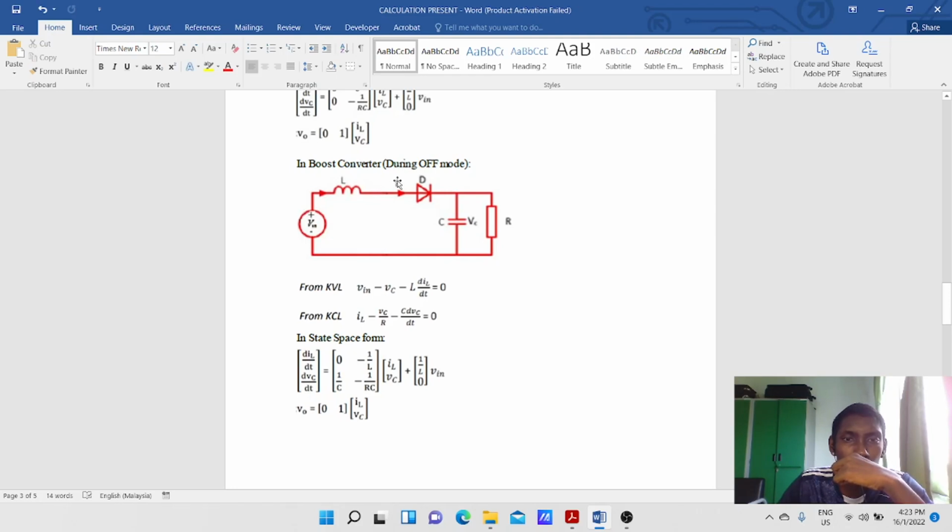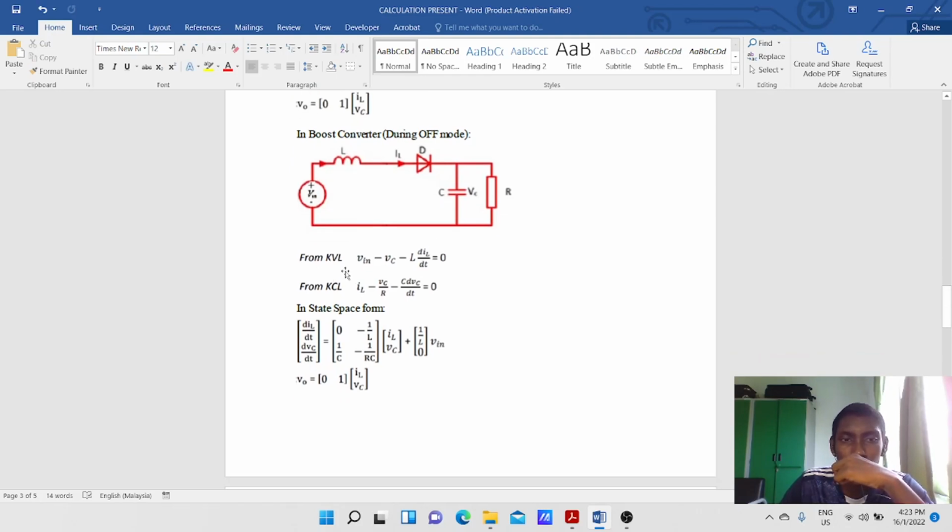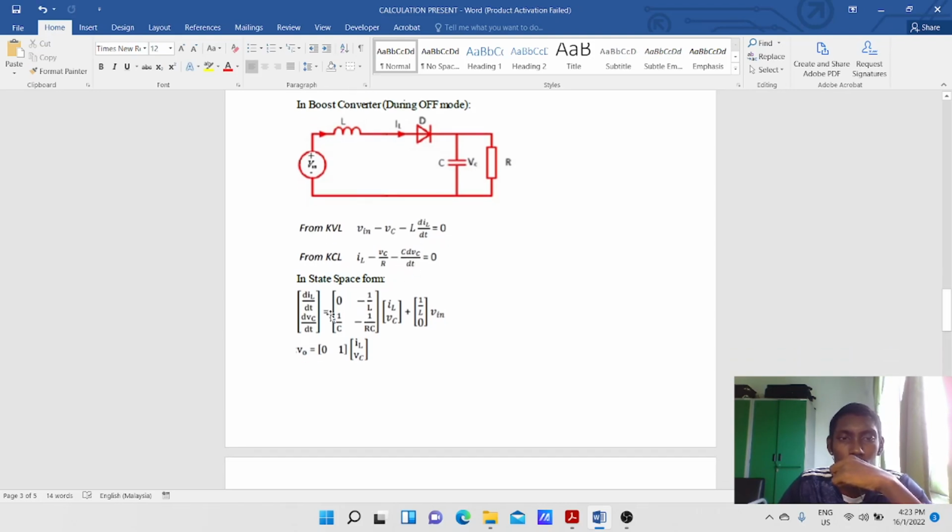So in boost converter during off mode, for KVL, Vin minus Vc minus L diL/dt equals 0, whereas for KCL, IL minus Vc over R minus C dVc/dt equals 0. So this is the state space form.